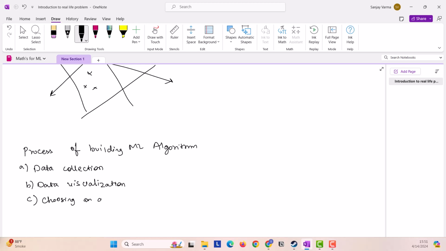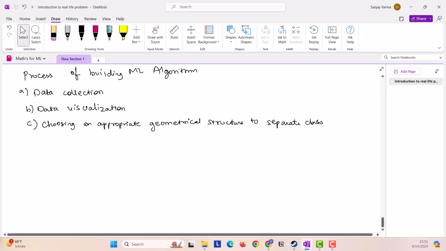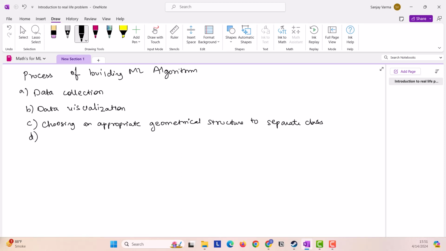Next, choosing an appropriate geometrical structure to separate the classes. So we use a line in this case. In case of more features, the separator will become a 3D plane or 4D or 5D or ND plane. Okay. Thus, it is easy to visualize a 2D plane or a line. We'll go with that for now.